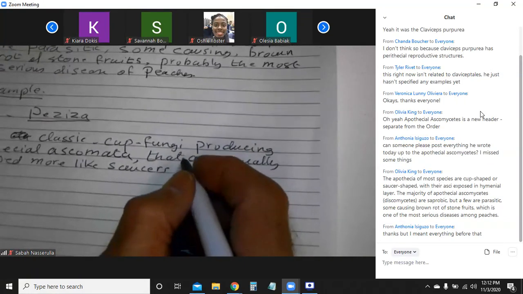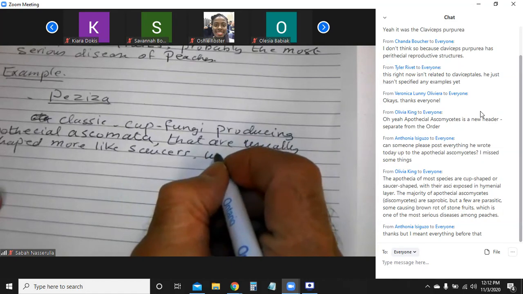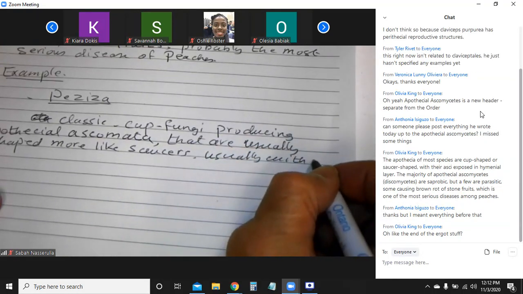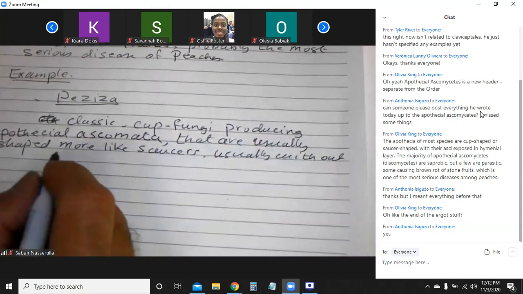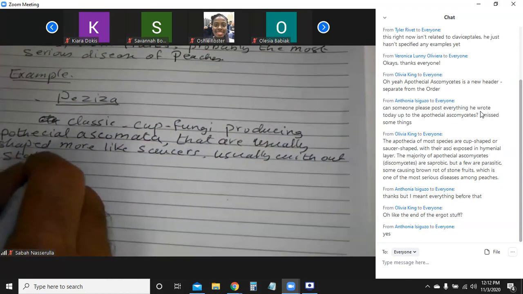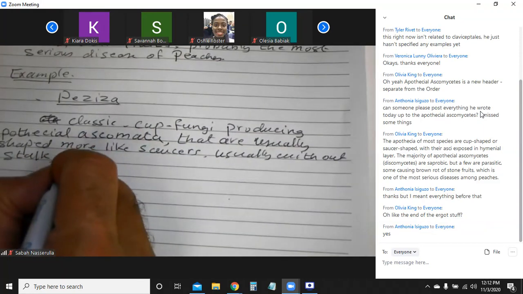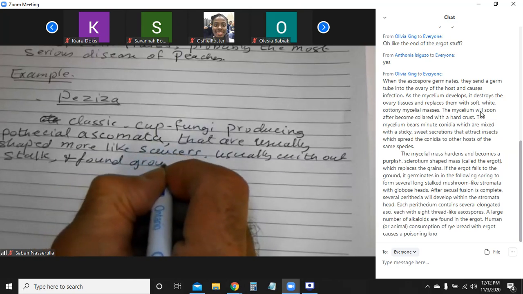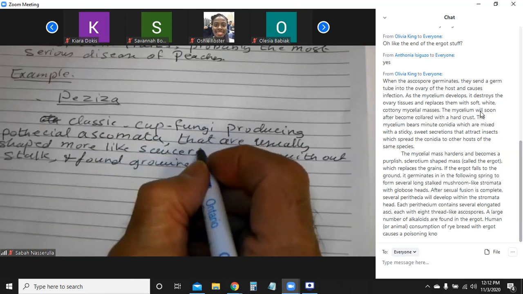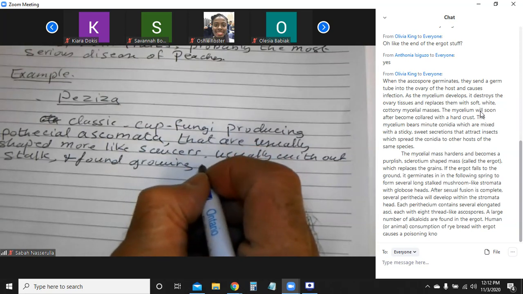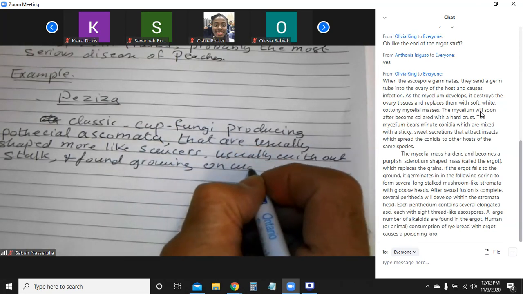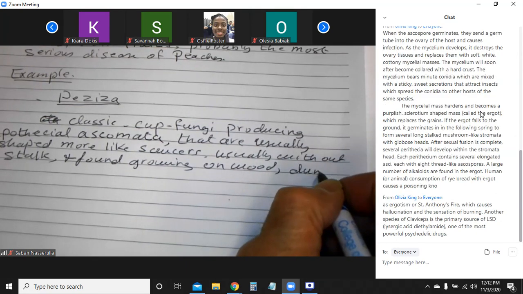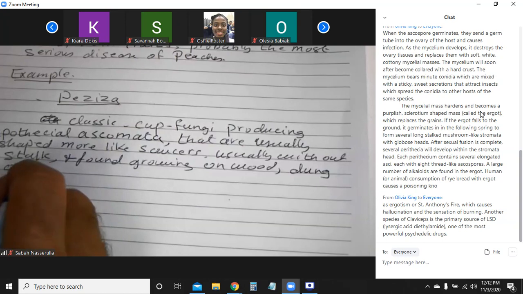And also to mention, usually they are without a stalk, and found growing on wood and also dung or soil.